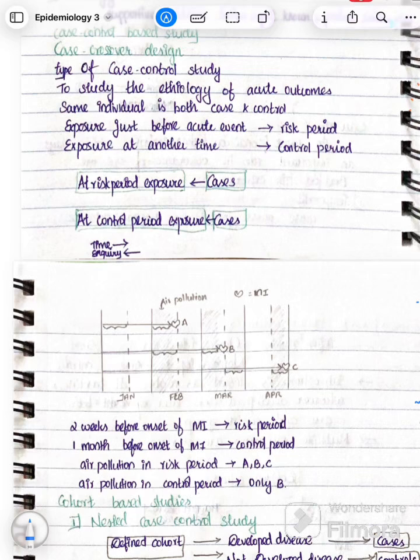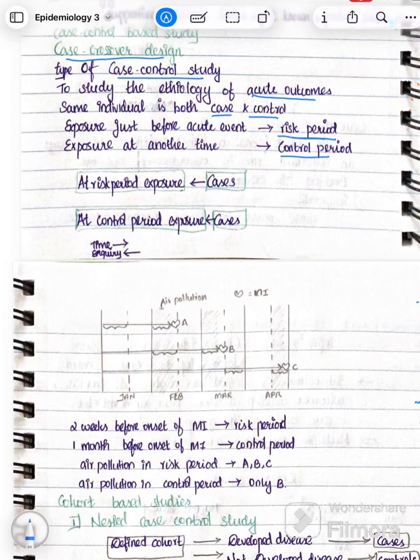So first one is case crossover design. It's a type of case control study. To study the etiology of acute outcomes, we use this study. The same individual is both the case and the control. We have a risk period and a control period. Exposure just before an acute event is the risk period, and exposure at another time is the control period.